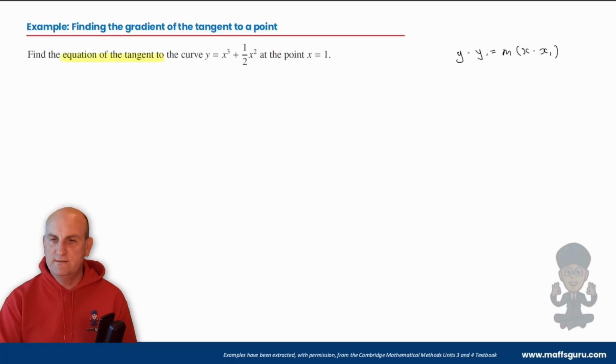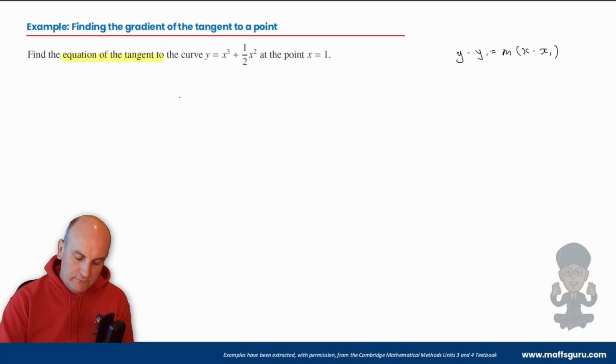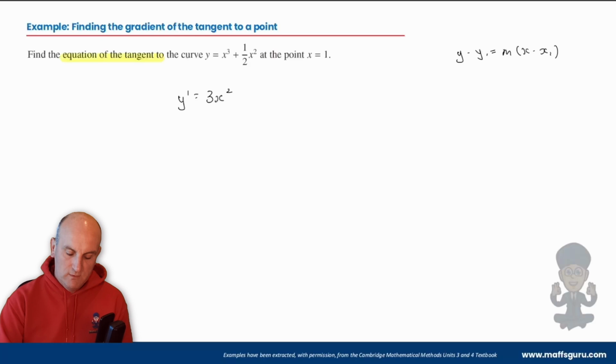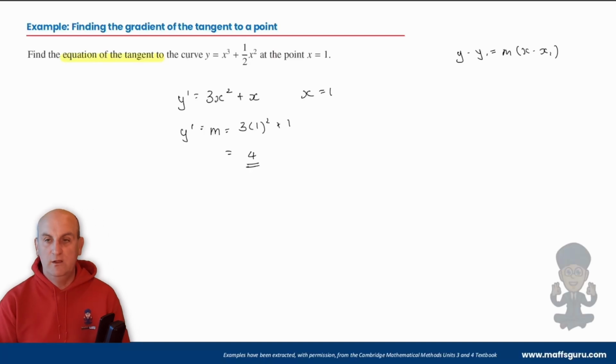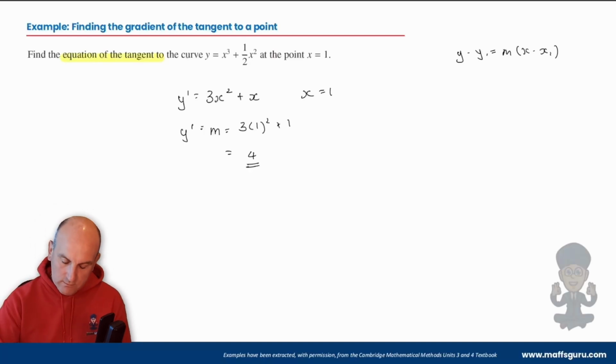All right, find the equation of the tangent to the curve. y dashed is going to give me 3x squared, simply differentiate, half times 2 is going to be 1, plus x. Now we know that x is equal to 1. So we know that y dashed, which is the same as m, is going to be 3 lots of 1 squared plus 1, which is going to give me 4. So there's my m value. It is 4. So now, y minus y1, which I don't know at the moment, equals 4 times (x minus x1).